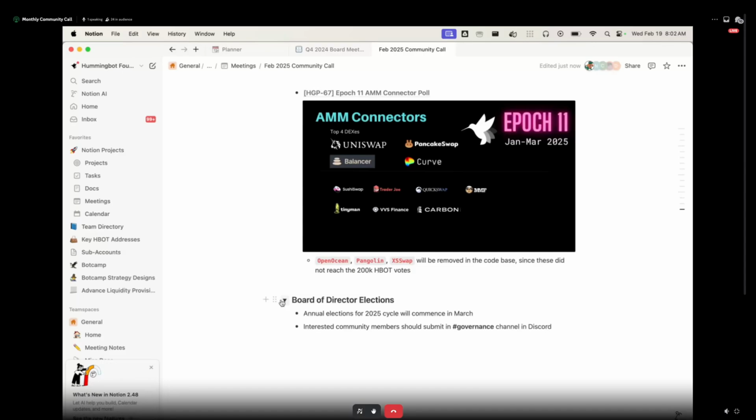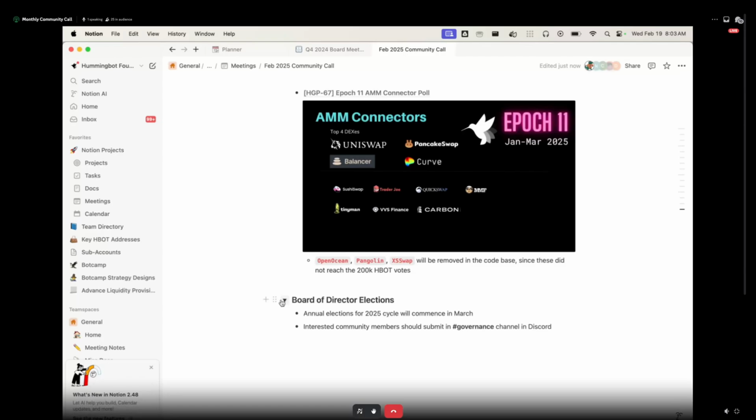Finally, I want to call out that we will be holding annual elections for the Hummingbot Foundation Board of Directors in March. There's a 5-person board, and the board basically provides oversight over the actions of the foundation staff, and ensures that what we're doing from a team perspective is aligned with the mission of Hummingbot, which is to create a public open source code base that people can use for algo trading and market making.